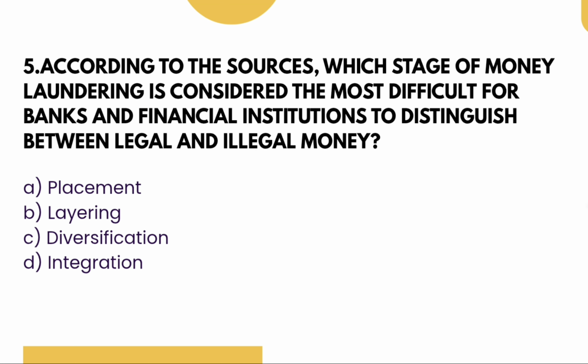Next, according to the sources, which stage of money laundering is considered the most difficult for banks and financial institutions to distinguish between legal and illegal money? Either it's placement, layering, the diversification, or integration. As you know, diversification is not a stage of money laundering, so the answer is integration.